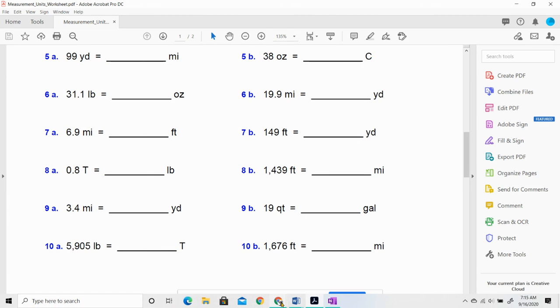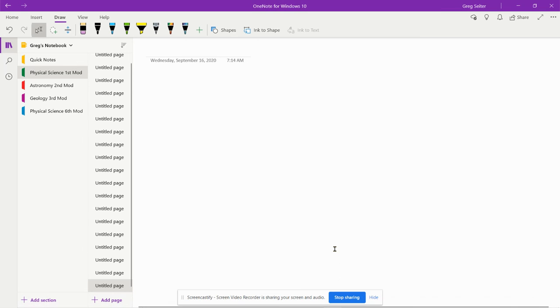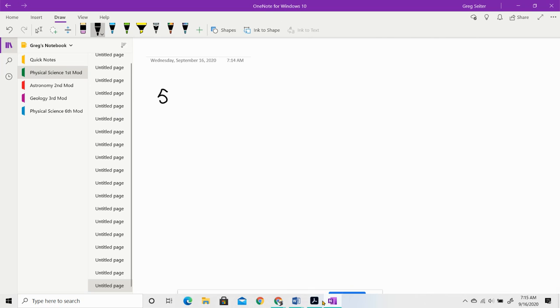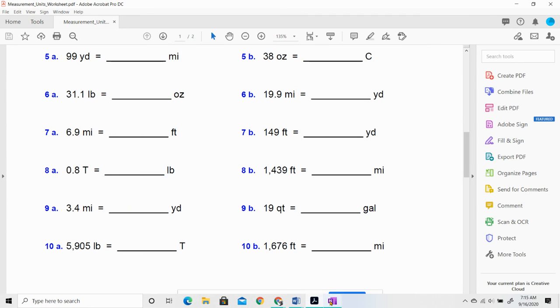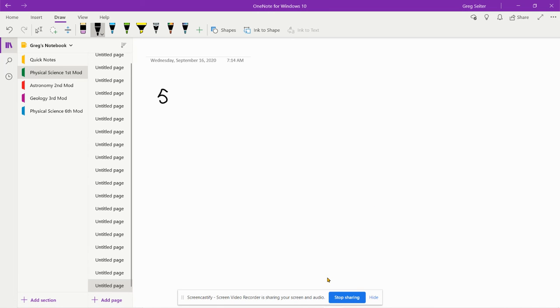5,905 pounds equals how many tons? 5,905. I did it again. Oh well. Pounds equal how many tons?